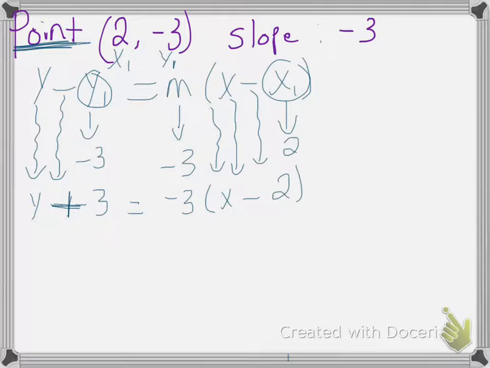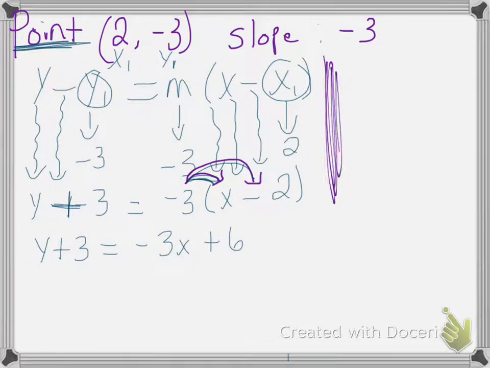Now over here I'm going to fix it up a little bit and leave it y plus 3 equals. Now I'm going to distribute right here. I'm going to put in -3 times x and then -3 times a -2. -3 times x is -3x, and -3 times a -2, a negative times a negative is positive, and 3 times 2 is a +6. There we go. Now, I forgot to mention this earlier, but the whole goal is to make it look like mx plus b. That way we can solve, we can graph it.